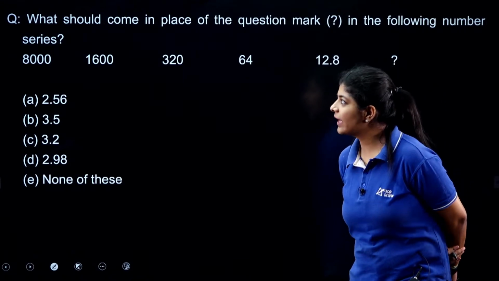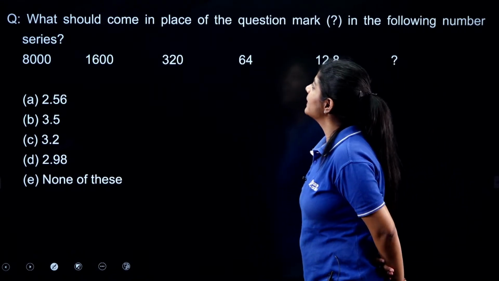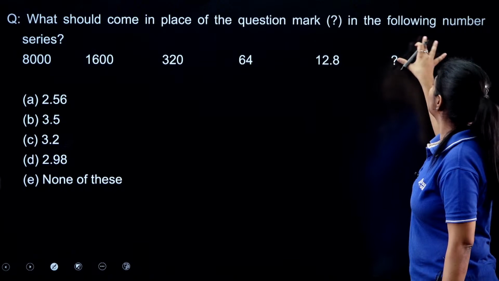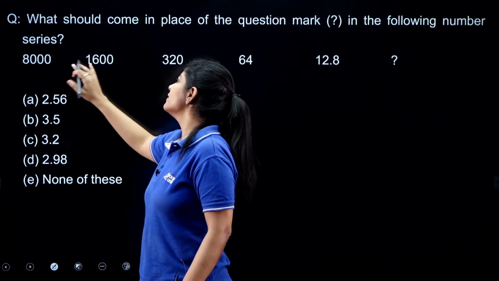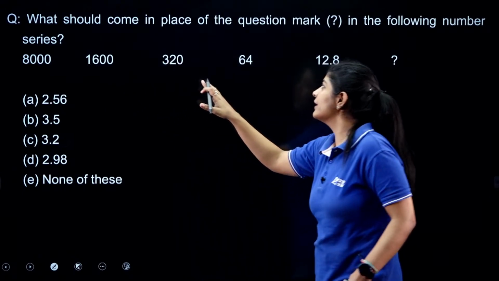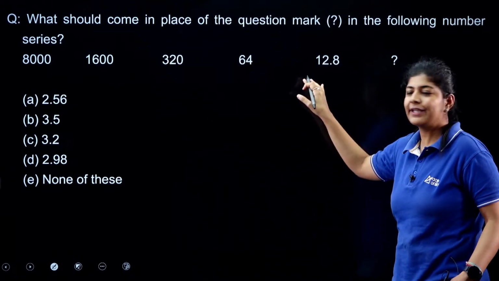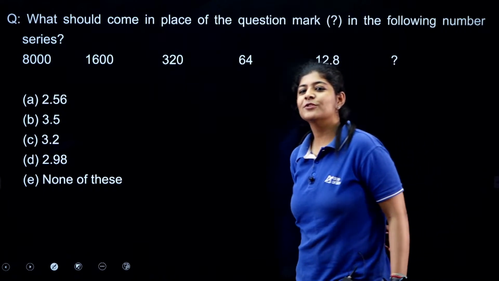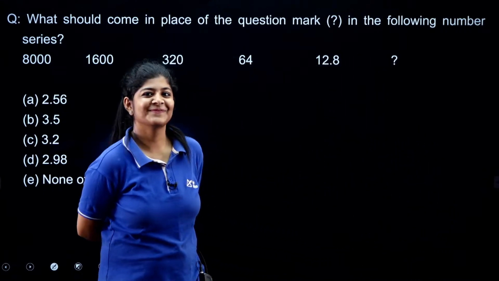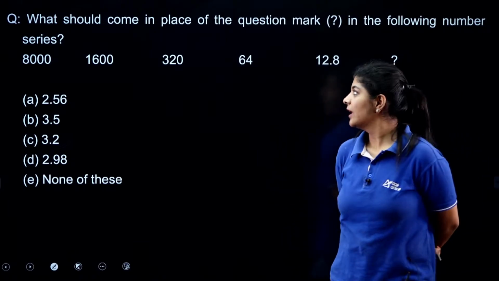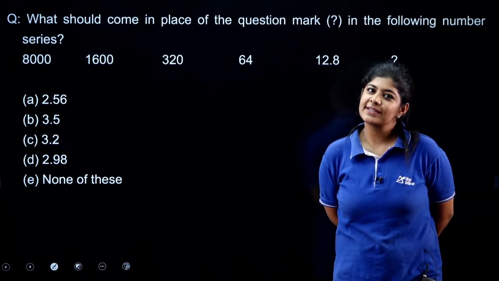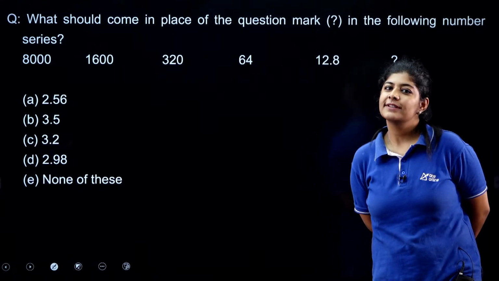The next question that we are having is, what should come in the place of the question mark in the following number series? Again, what series are we having? 8000, 1600, 320, 64, 12.8, and the missing term. Again, the series is very simple. We can easily solve this.